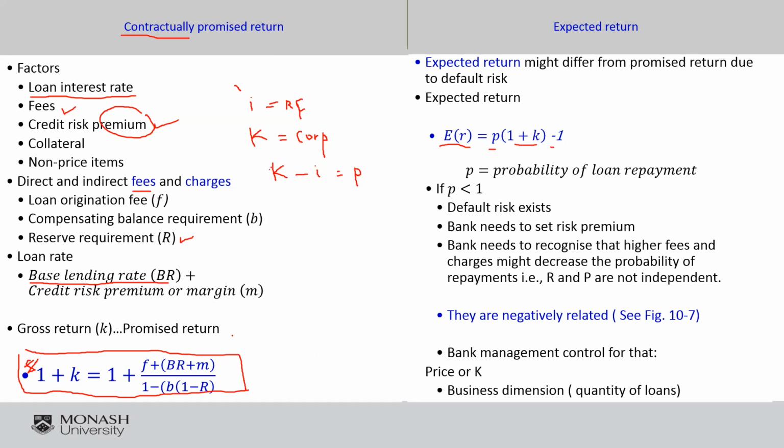So this formula is connected to this formula, because the K is this K. This is the expected return from the K. I want you to be aware of what we call the contractual and the expected return. So this is one issue and this is the second issue.